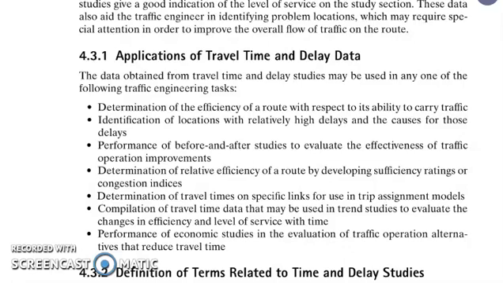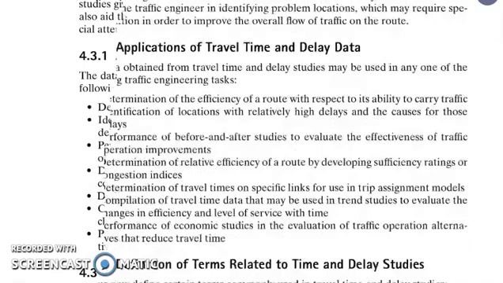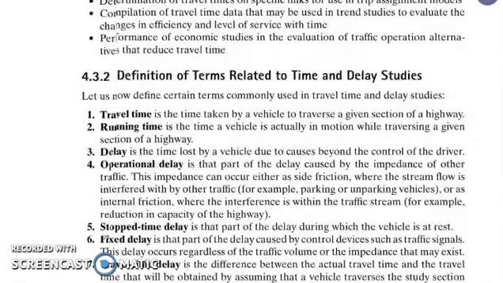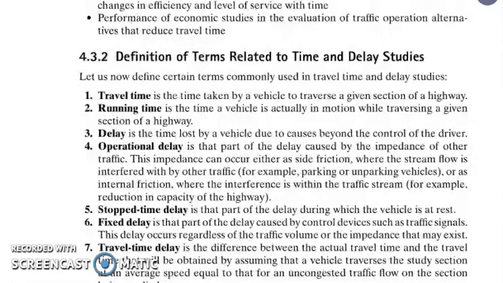So we have here some definitions of terms related to travel time and delay studies. Travel time is the time taken by a vehicle to traverse a given section of a highway. Running time is the time a vehicle is actually in motion while traversing a given section of a highway. Delay is the time lost by a vehicle due to causes beyond the control of the driver. Operational delay is the part of the delay caused by the impedance of other traffic.